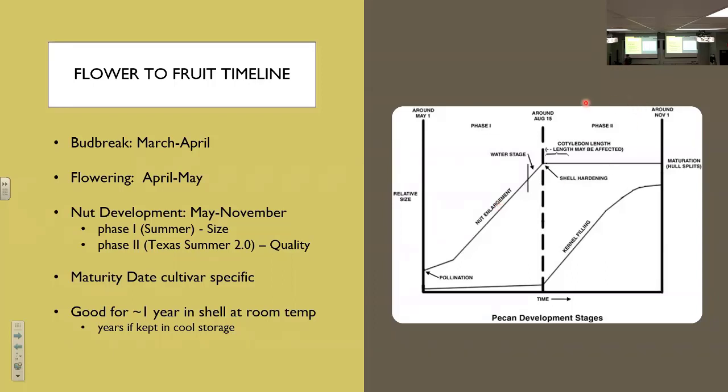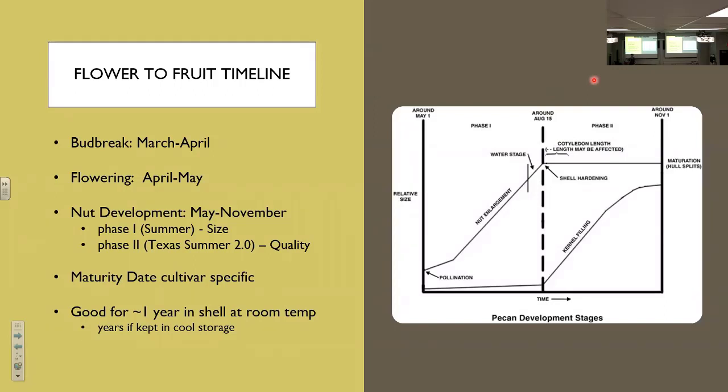Then once the end of summer comes around and we move to the middle of August, the trees start shifting their focus to actually filling those shells that they created. The actual size of the nut is finalized at that point, and it's about filling that. The second phase can really differ in time depending on genetic background.